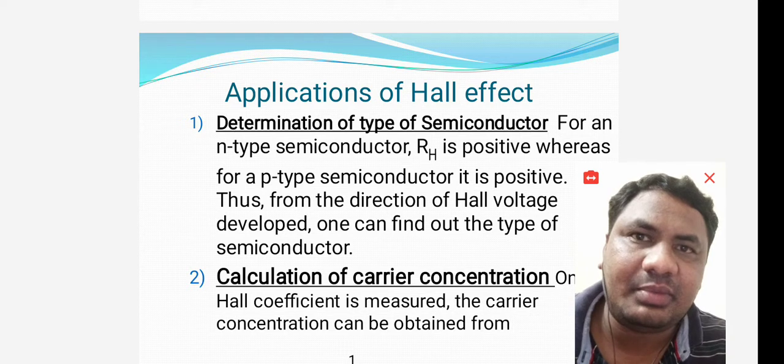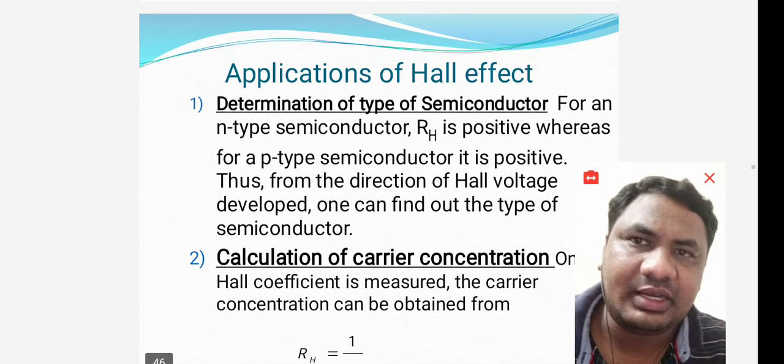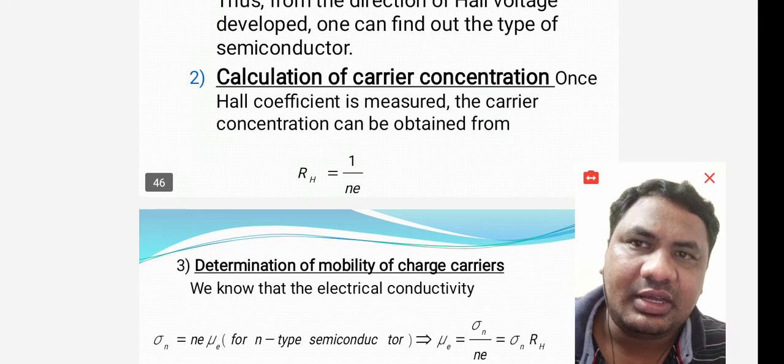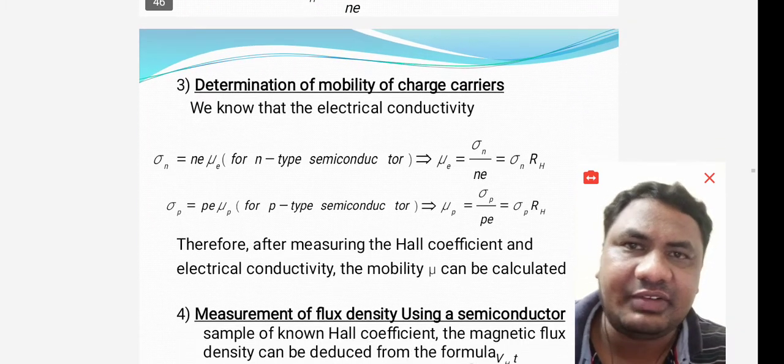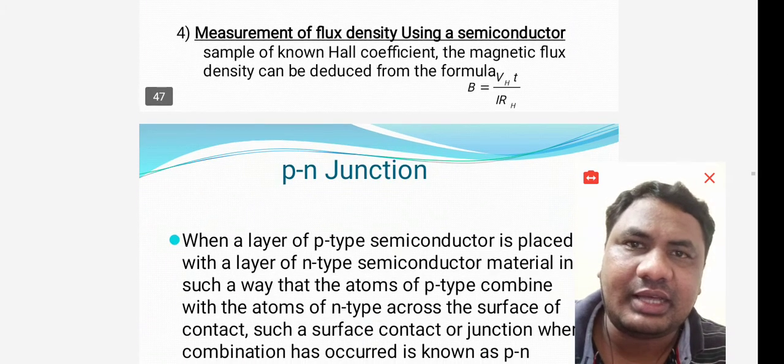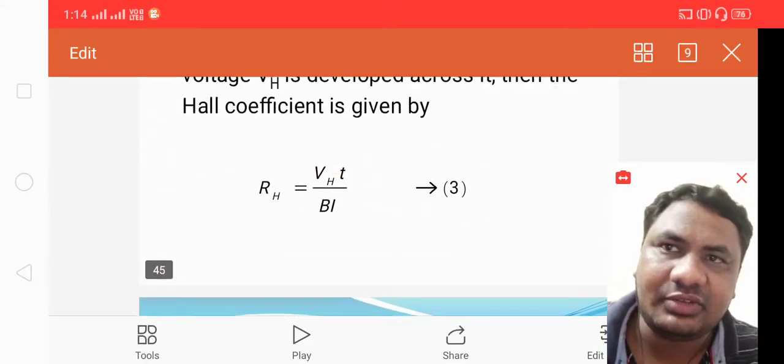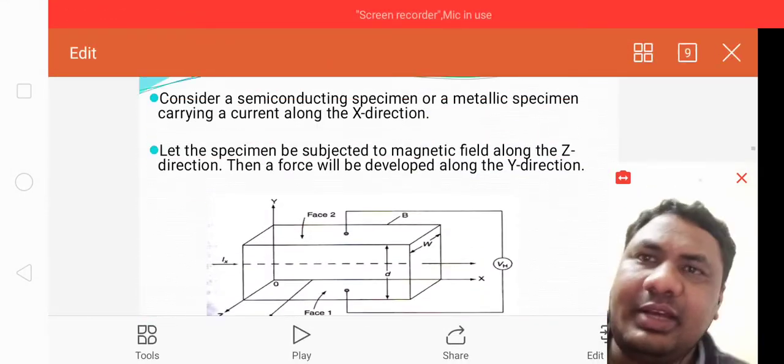That is the number of carriers per unit volume. The calculation of carrier concentration, right? And also we can estimate conductivity. If you know the carrier concentration, then we can estimate conductivity also. In detail, we can see here.